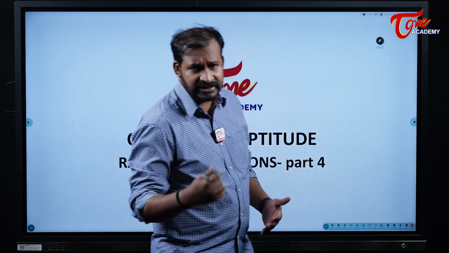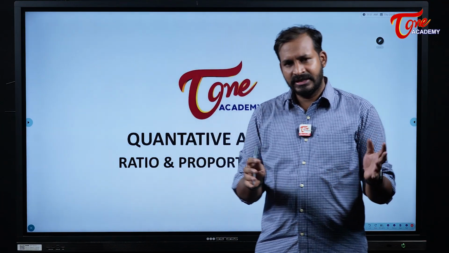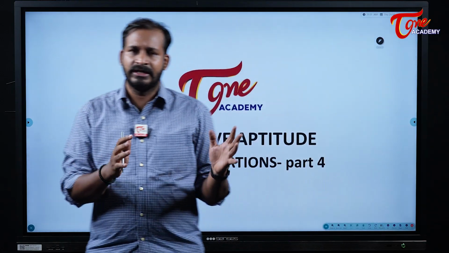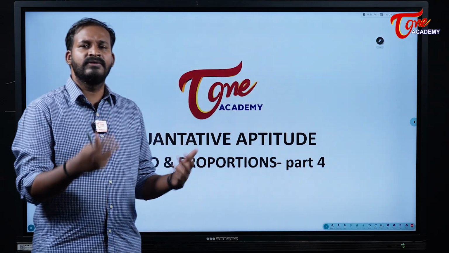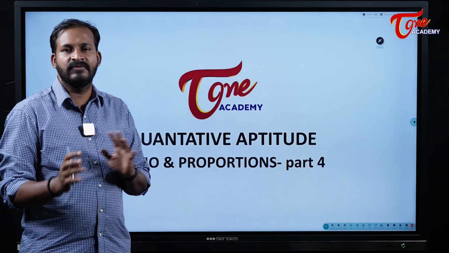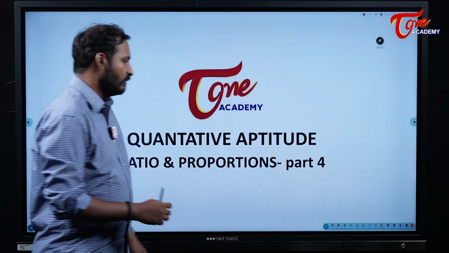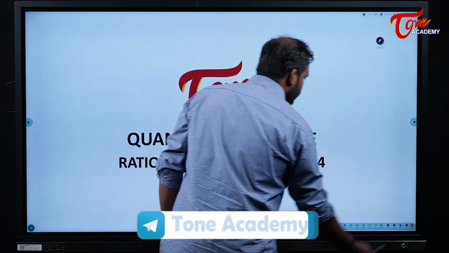In our last session, we started discussing ratio and proportion. So now in this session, we will discuss some of the questions which are based on mixture type. Actually, there is a dedicated topic called mixtures and alligations. There we will see some other questions from this in detail. But as of now, we will see some of the questions which are related to our ratios.